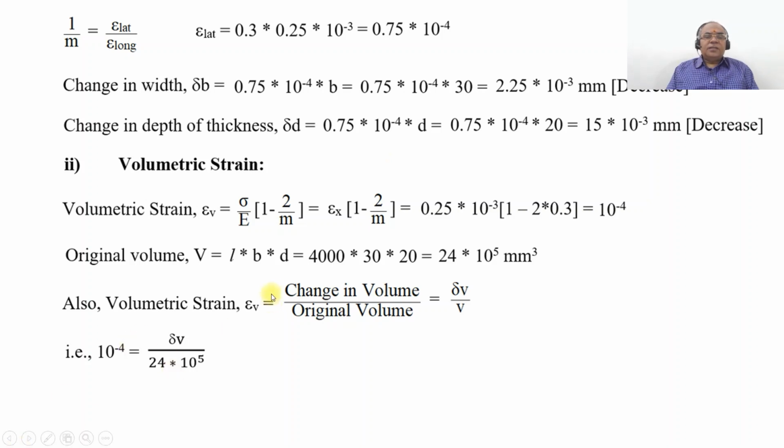How do I know the volumetric strain? Epsilon V is equal to sigma by E into 1 minus 2 by m, so you have got this as 10 to the power of minus 4. So 10 to the power of minus 4 is equal to change in volume, delta V, by V. We don't know the value of delta V, but we know the original volume is 24 into 10 to the power of 5. Substituting these values, you will get delta V, the change in volume, as 240 mm cube, which is an increase in volume. So this is how you can find the volumetric strain and also the changing dimensions. Thank you.